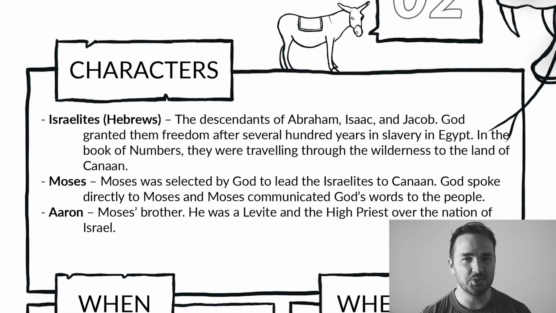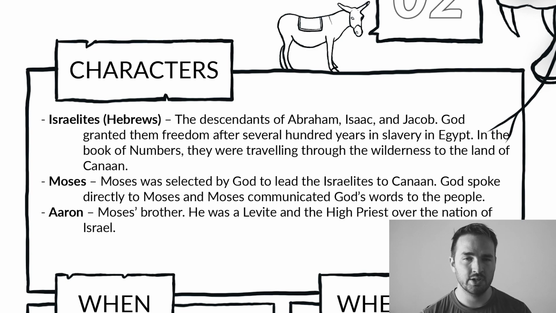So Numbers chapter 2. Who are our characters for this chapter? First, we've got the Israelites, or the Hebrews. They were the descendants of Abraham, Isaac, and Jacob. They had grown into a really large nation. They were slaves in Egypt, but God had helped them escape Egypt using the 10 plagues, and now they're on their way to Canaan, or the Promised Land.